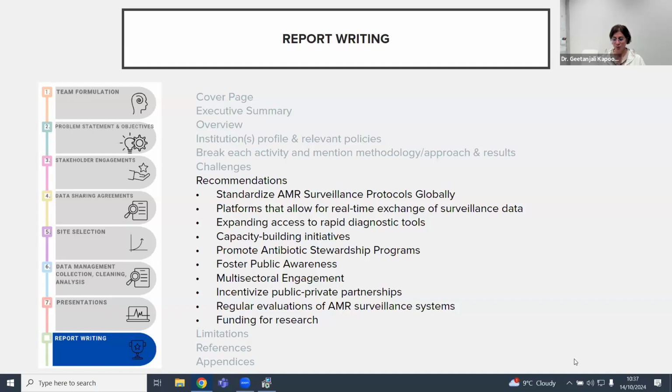We don't have any one standardized protocol which everyone is aware and trained on. There's a lot of variation, so it also leads to a difficulty in cross comparisons. So what do we need? Our recommendation is that we need collaborations to develop and implement a standardized, globally recognized AMR surveillance protocol to ensure uniform data collection, reporting, interpretation, and these are going to facilitate the global efforts to track and combat AMR.